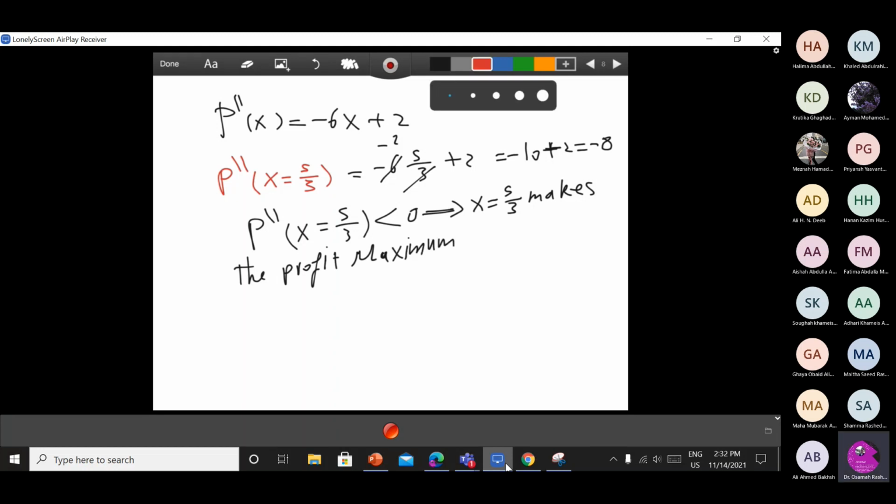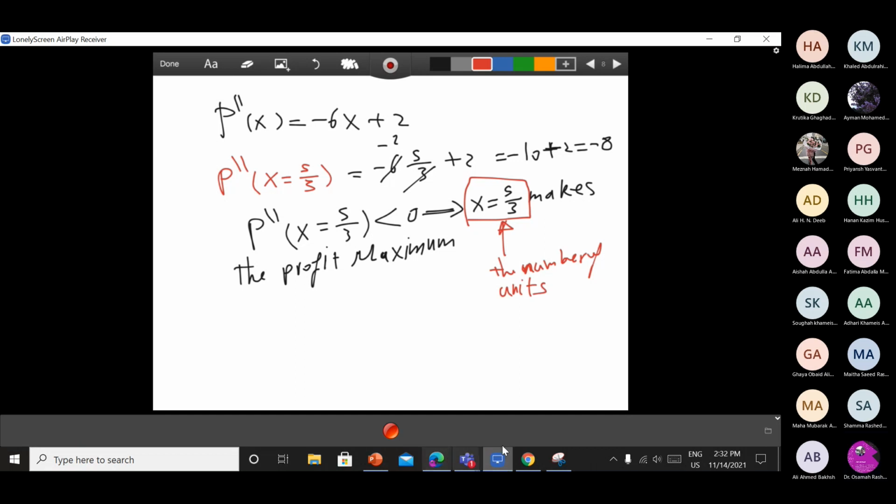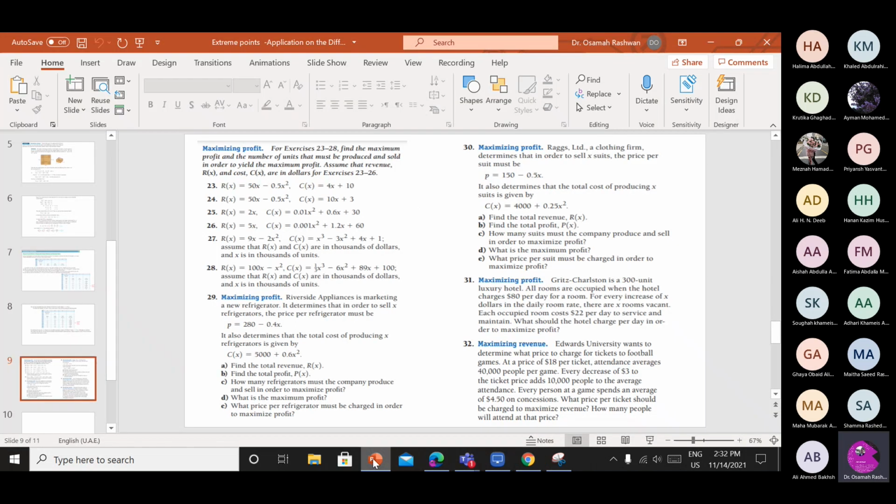Okay. So this is the number of units. This is the number of units. Oh, this is the number of units. Make the profit maximum. So I answered the question, right? I answered the question by finding the number of units make the profit maximum.